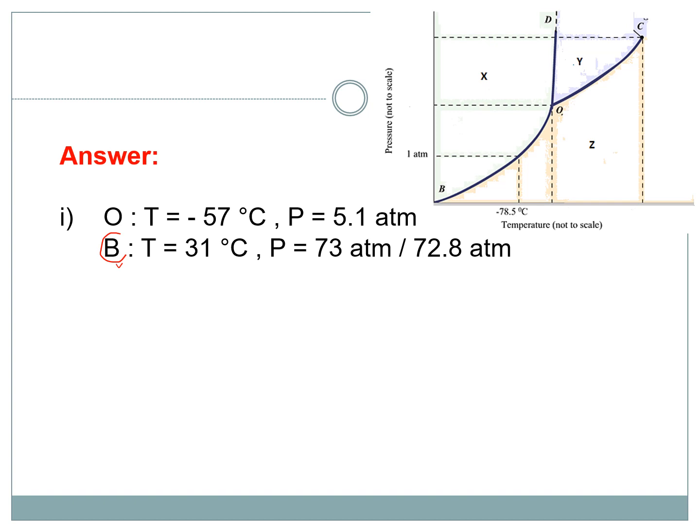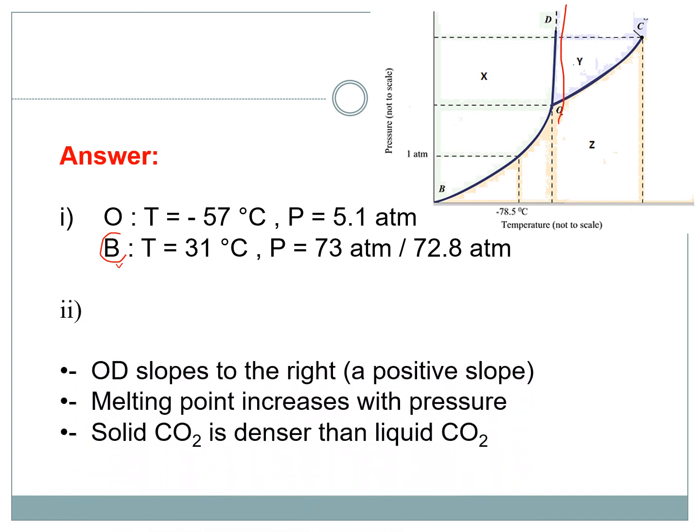Second, explain the variation of the OD line, the solid-liquid boundary line, with pressure. So OD slopes to the right or has a positive slope. So the melting point increases when we increase the pressure. It's because solid carbon dioxide is denser than liquid carbon dioxide.